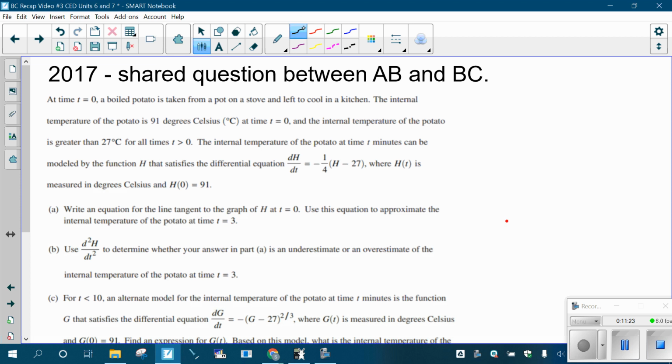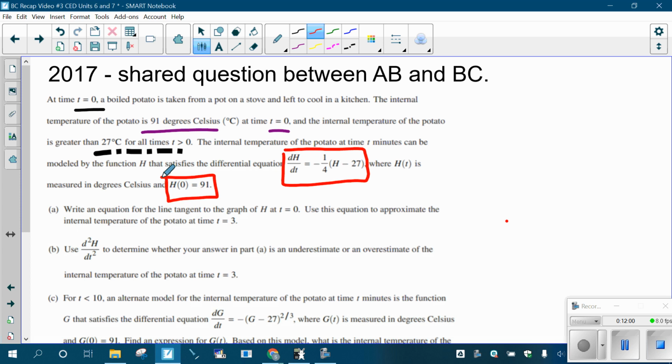Cool? Okay. So time t equals 0, baked potato, boiled potato, whatever. Left to cool in the kitchen. Okay, it's taken out of the water. 91 degrees Celsius at time t equals 0. And by the way, the temperature stays greater than 27 the whole time. The internal temperature is modeled by this differential equation. H of t is heat, measured in Celsius, and they are re-emphasizing that initial condition, it was initially 91 degrees Celsius.